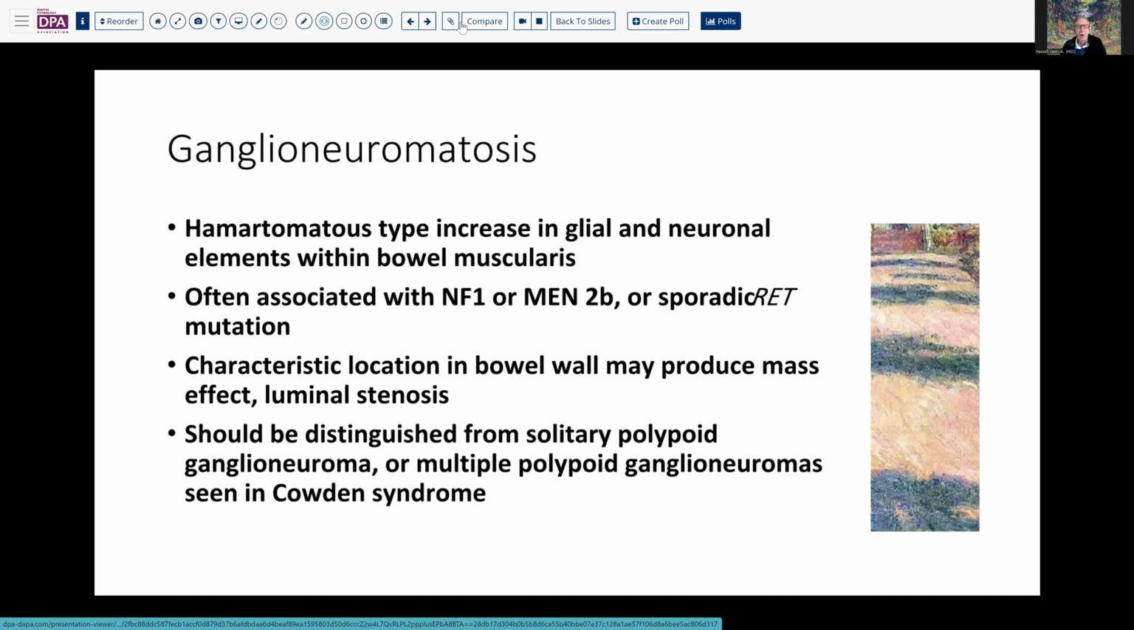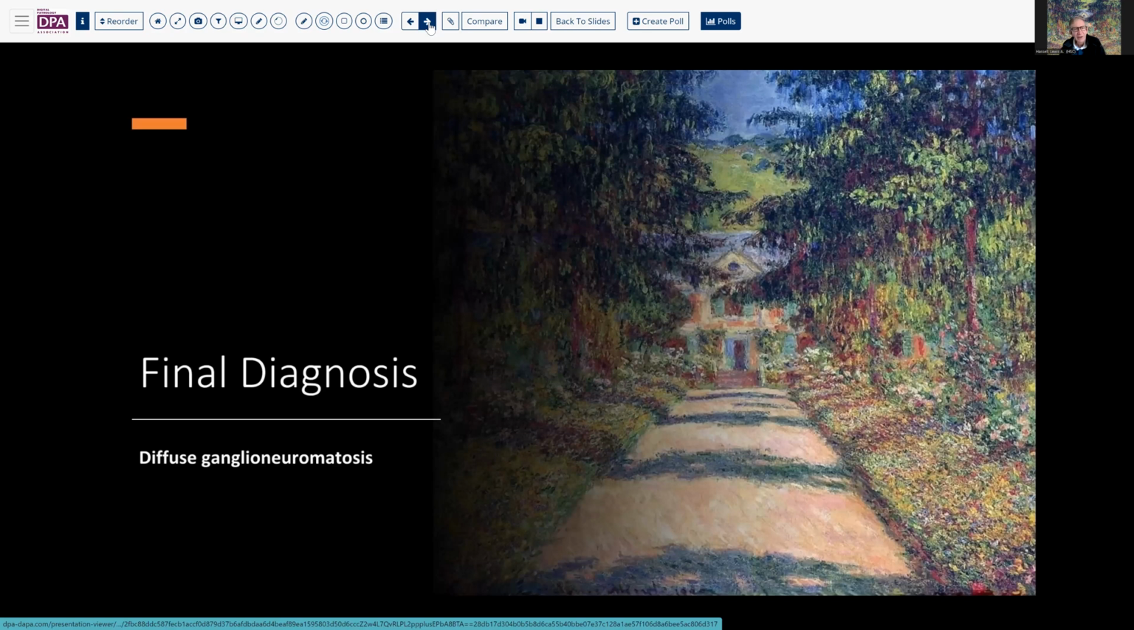This location in the bowel wall may produce the mass effect, as we've indicated. The differential considerations would include, at least from the surgical side of things, solitary polypoid ganglioneuroma or multiple polypoid ganglioneuromas, as may be seen in Cowden syndrome. So another reason to consider the genetic backdrop of the patient. That concludes our case today: diagnosis of diffuse ganglioneuromatosis, causing in this patient a diarrheal syndrome and leading to the partial resection of the affected segment.